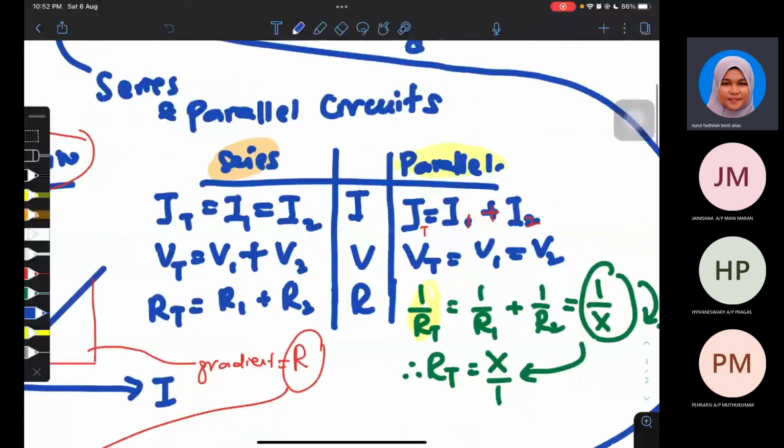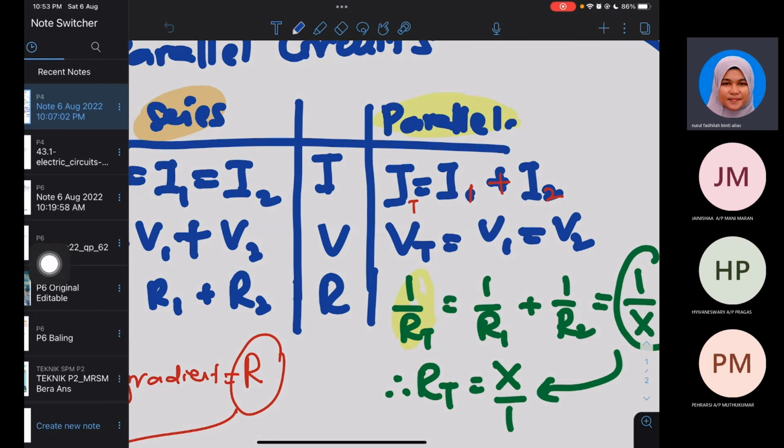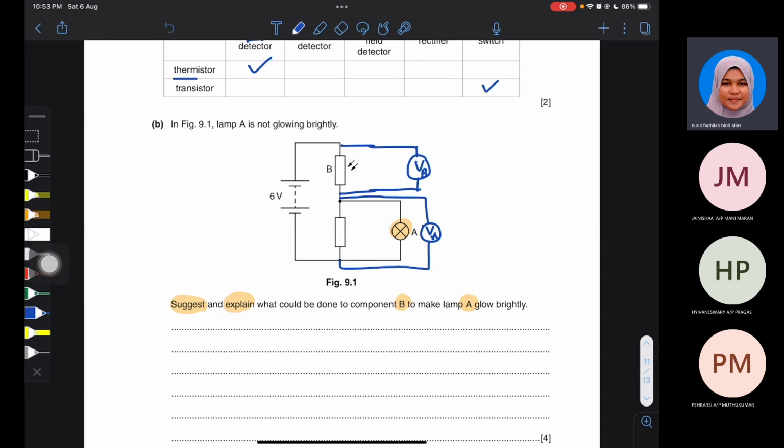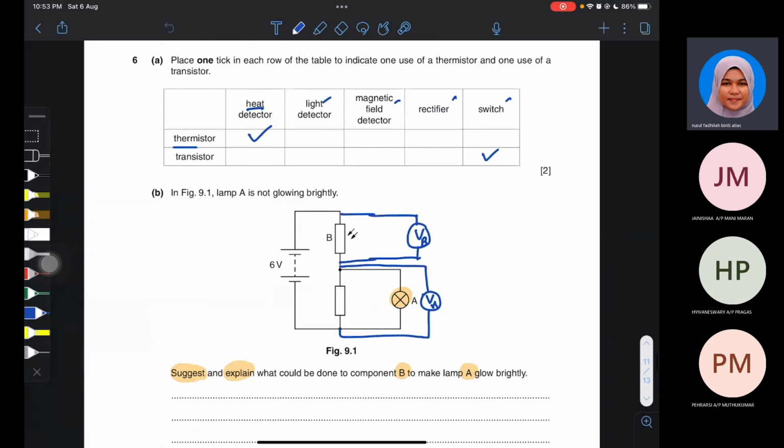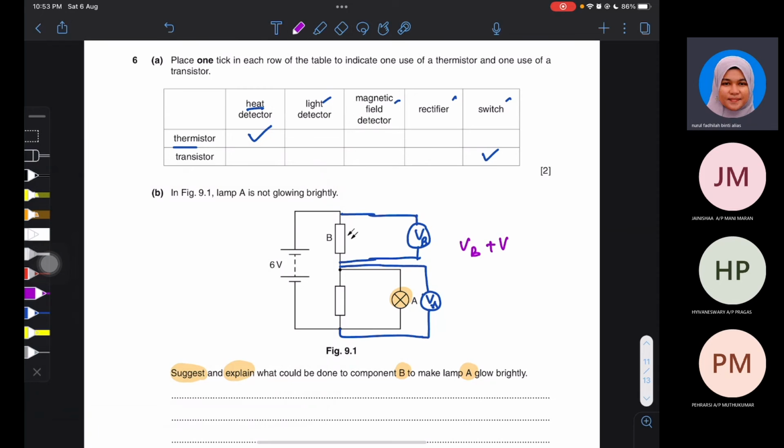Voltage macam ni. Tadi kita ada in series ke in parallel? Kita ada in series kan? Right? In series, voltage V1 plus V2. Maksudnya value of V1 is not the same as V2. Kalau the same pun, kita tambahkan dua-dua ni baru jadi V total. So that means here, kalau kita tahu VB kat sini, kan? So kalau VB plus VA, then kita dapat 6 volt.